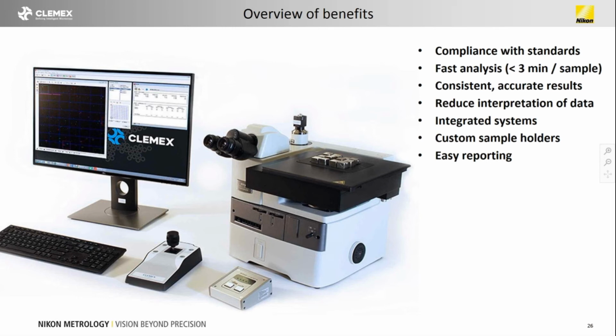An operator can interpret data from one to another. You can get different data. That's not the case for CIR. We get integrated systems. So Nikon and Clemex can sell you a system like that. Here we have a Nikon MA200 with an auto stage, a camera, and the software. All of that, you can get from either Clemex or Nikon.